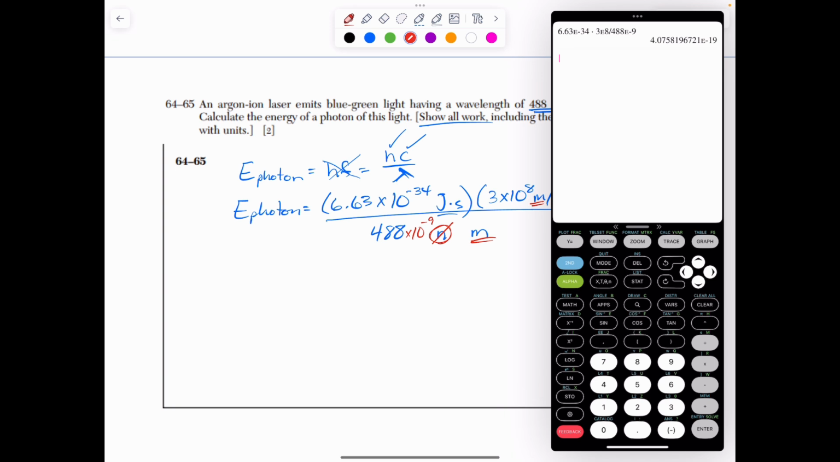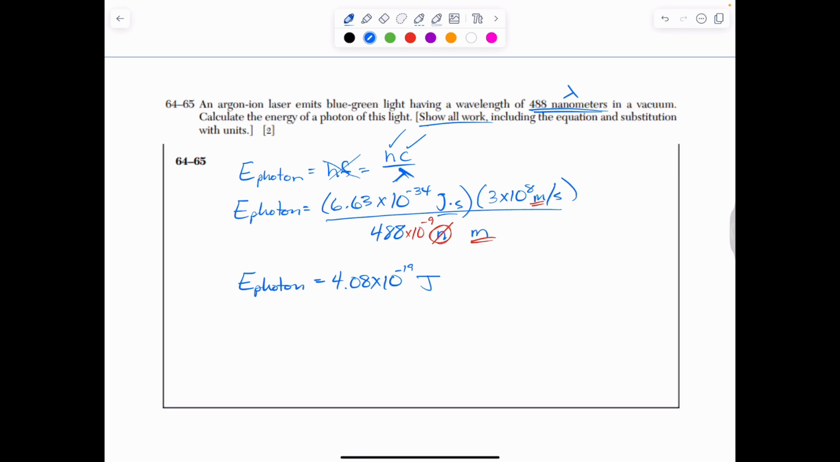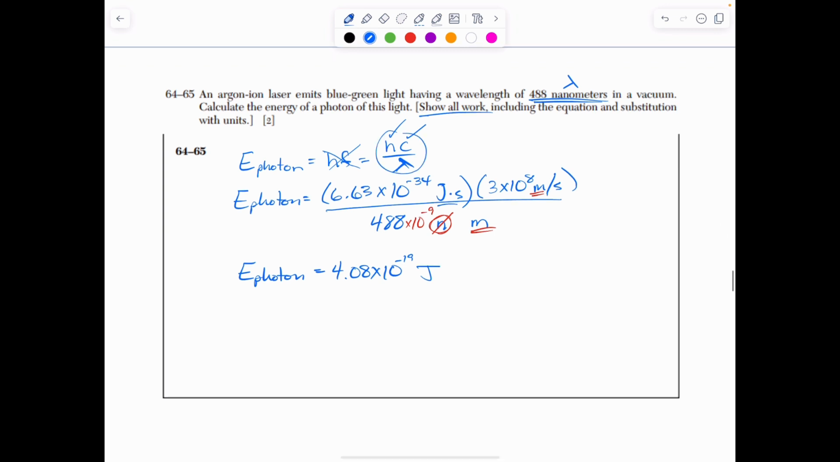And I have all my numbers in. I just hit enter, and we get the energy of this photon is equal to 4.08 times 10 to the negative 19 joules. And there's our answer. So a little bit tricky making sure we do our unit conversion, but otherwise pretty straightforward problem as long as you use that correct part of that photon energy equation. All right, let's go to the next question.